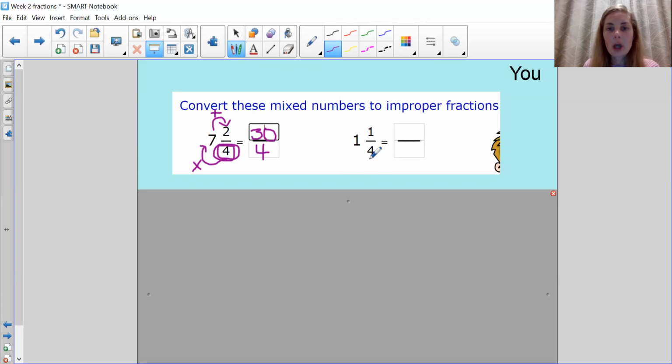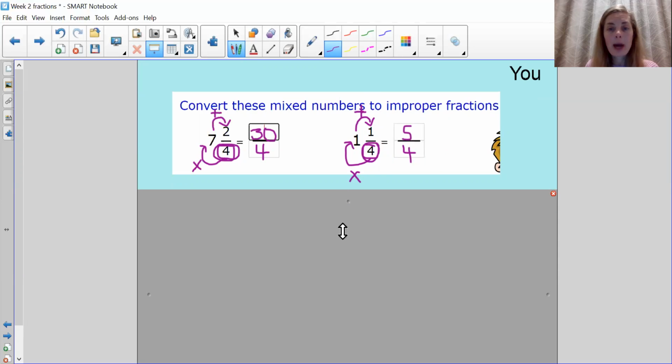Right, let's have a look. So I'm going to take the bottom number times the whole number. So 4 times 1 is 4, and then I add, and I hope that you are going to be putting in all these arrows with the times and the plus sign so that you know what you are doing. So I'm going to say 4 times 1 is 4, and 4 plus 1 is going to be 5, and whatever this number is is going to stay at the bottom here.